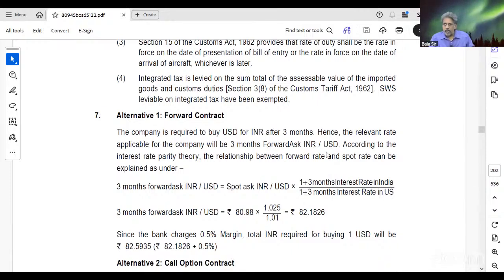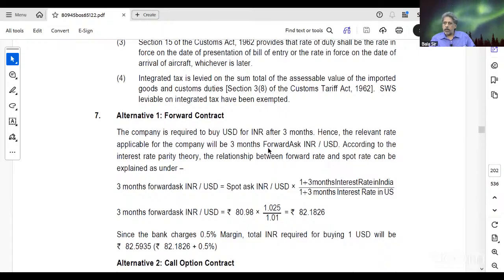Okay, 80.98 into 1 plus the rate of interest in India divided by 1 plus the rate of interest in US. In case you have doubt why the rupee interest rate goes on top and the dollar in the denominator, it flows from IRPT, or an easy way to remember is, since the quote is rupee per dollar, rupee goes in the numerator divided by the dollar interest rate. Is that fine?